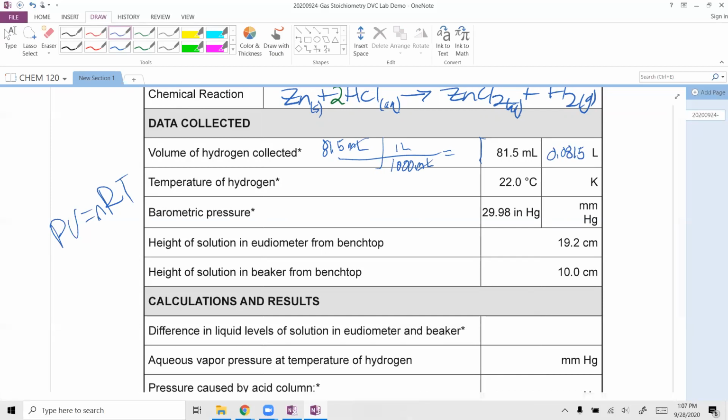Good. Let's look at our degrees Celsius. If we want to change that to Kelvin, we have to add in 273.15. That gives us 295.15 Kelvin, which becomes 295.2 Kelvin when we think about our significant figures. Great.